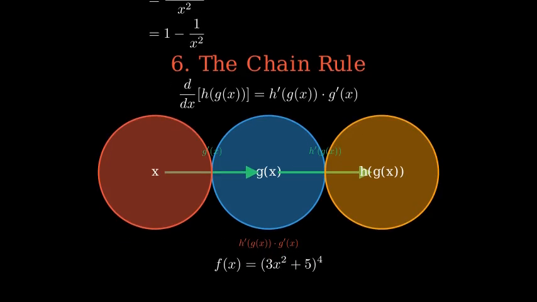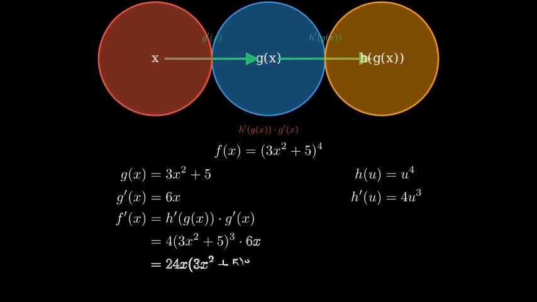Let's look at an example. Find the derivative of f of x equals the quantity 3x squared plus 5 raised to the fourth power. We identify this as a composite function. The inner function g of x equals 3x squared plus 5, and the outer function h of u equals u to the fourth power. The derivative of the inner function g prime of x equals 6x. The derivative of the outer function h prime of u equals 4 times u cubed.